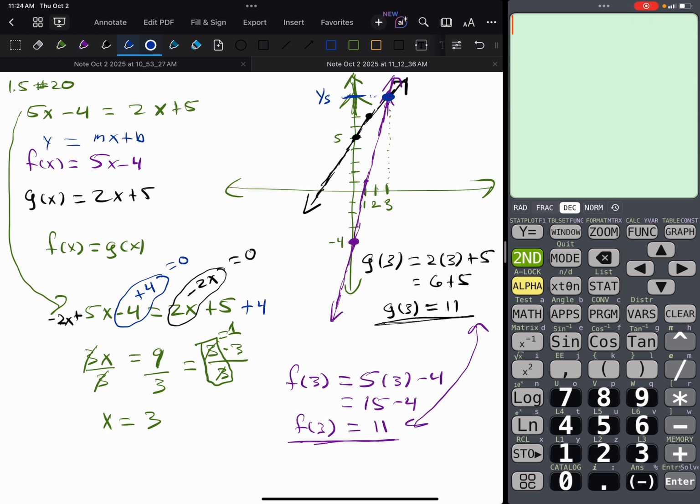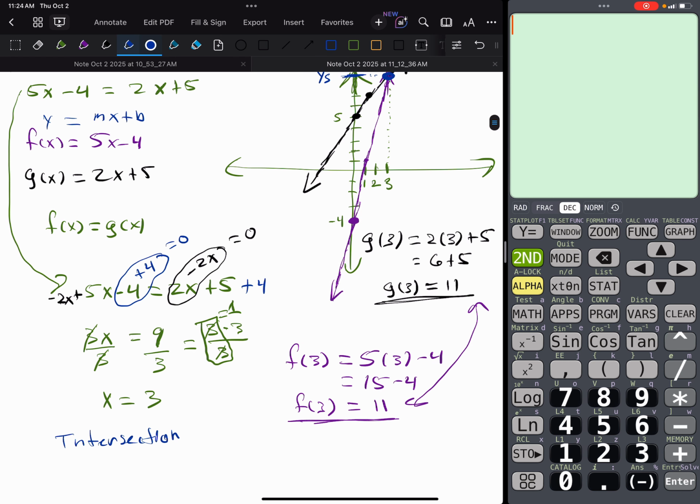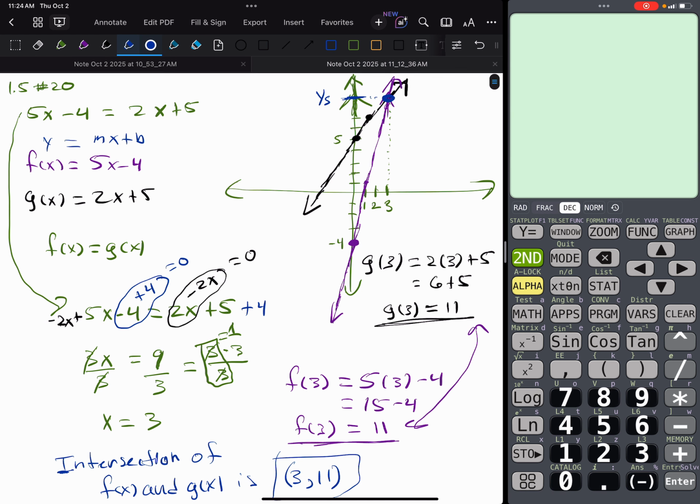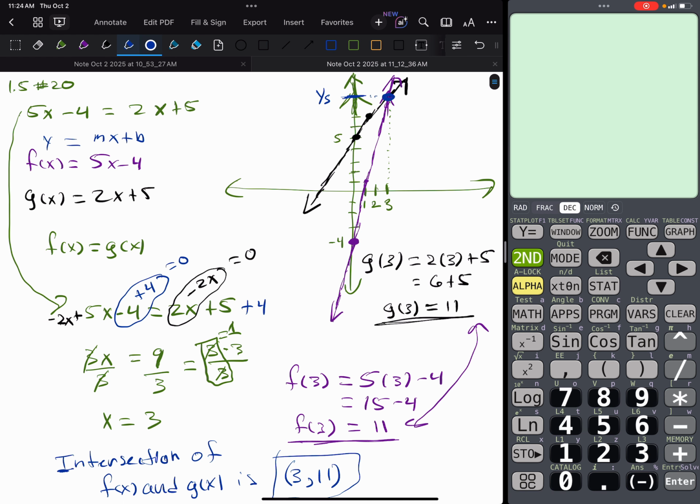So the intersection doesn't like me to draw in the lower left corner. Intersection of f of x and g of x is 3, 11. I hope that helps with the concept of what we're doing when we solve an equation.